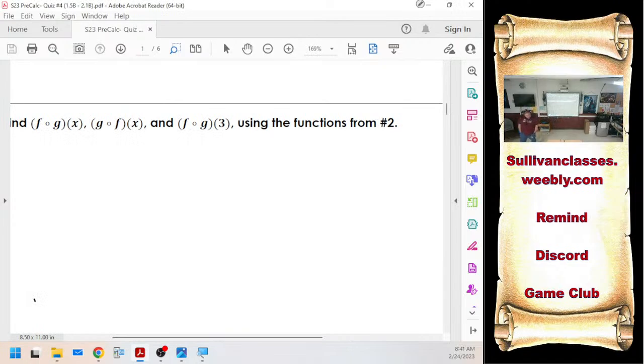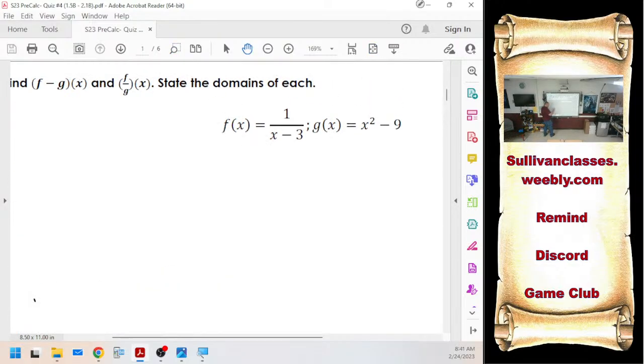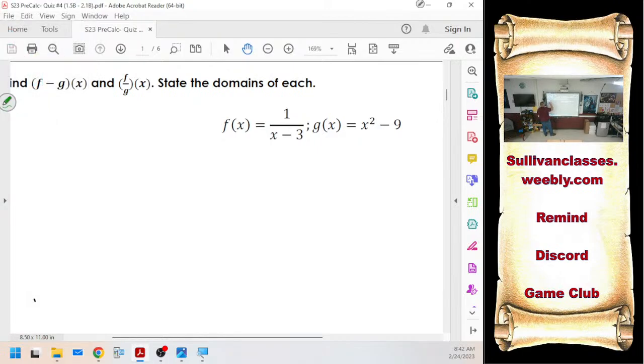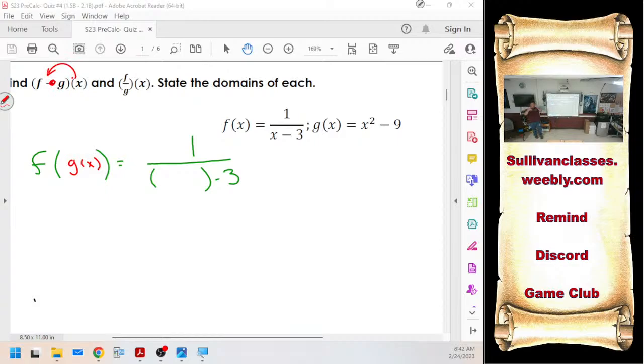So, number 3 says go find f of g and g of f, fog and gof, of the functions from number 2. So you're going to use the exact same ones, coded the same way on your test. Fog, f of g. F of a thing says 1 over the thing minus 3. The thing is g of x, because I always put g into f. I work my way backwards up the chain.